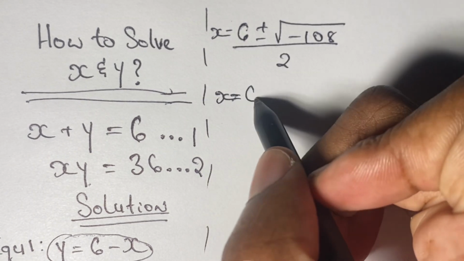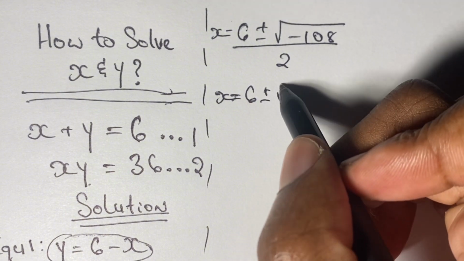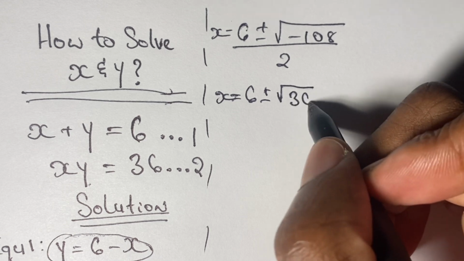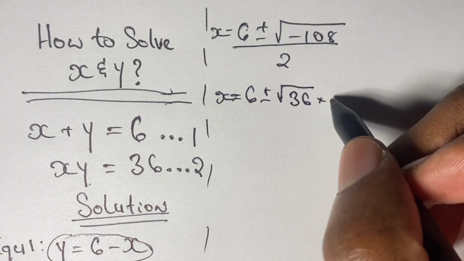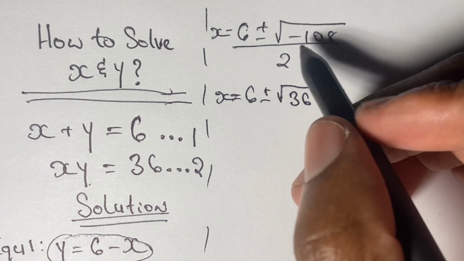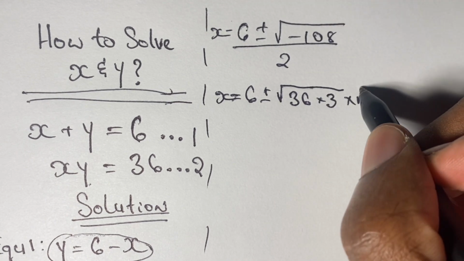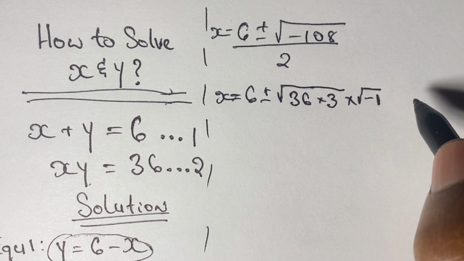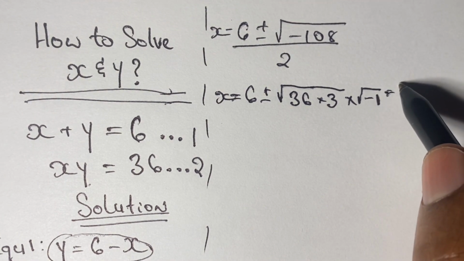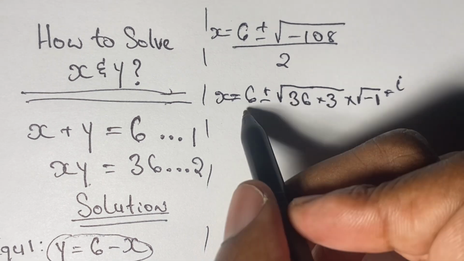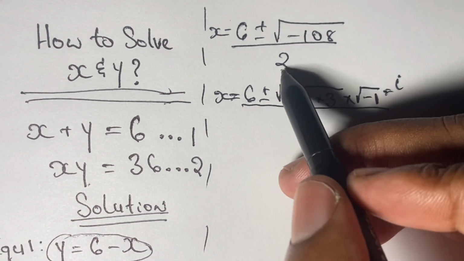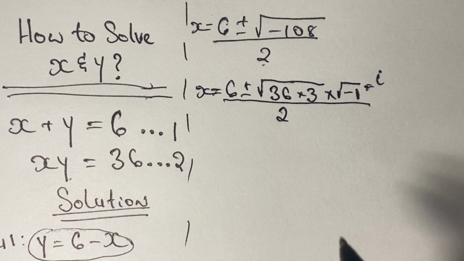So then we further simplify the value of x as follows. We would have 6 plus or minus the square root of factors of 108. We have 36 and 3. So we could have the square root of 36 times 3 times the square root of negative 1, so we just factor out negative 1 as well. And the square root of negative 1 is a complex value, which is represented by the letter i. And we have this all over 2.